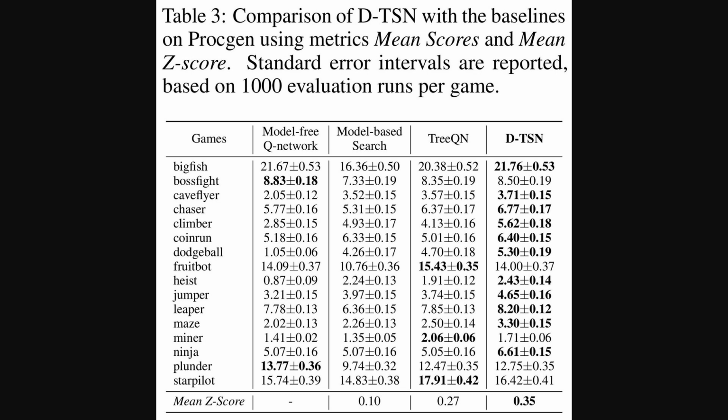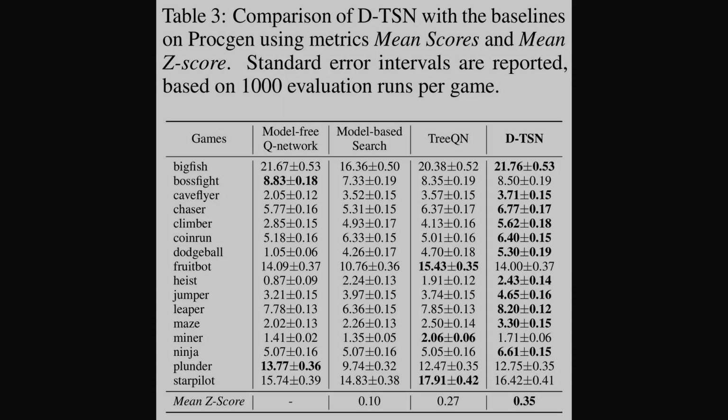Building on those game of 24 results, this table shifts focus to the ProcGen benchmark. This is more complex because the world model isn't given. It has to be learned too. So we see D-TSN compared against a model-free Q network, a model-based search, and tree QN. Looking at the bottom line, the mean z-score, D-TSN achieves 0.35, which is the highest across the board, suggesting strong performance overall on these games.